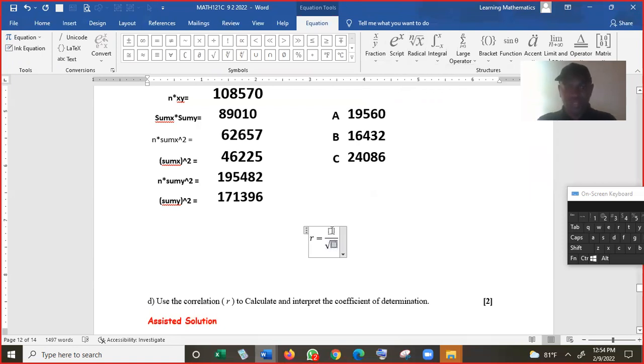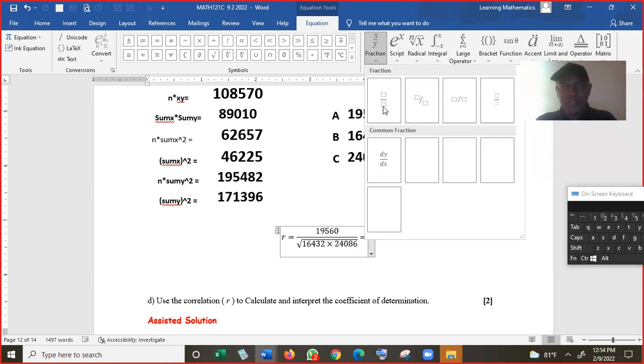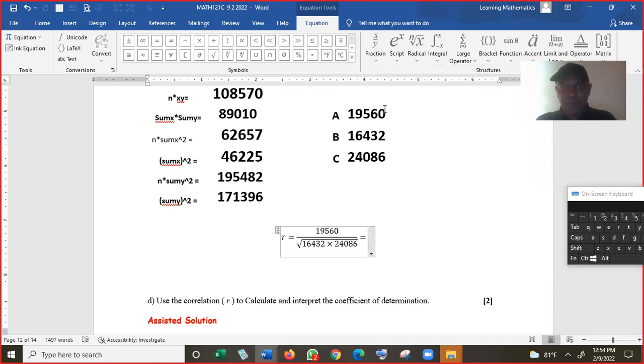And the denominator, the numerator is A, 19560. The denominator is B times C. So that is 16432 multiplied by 24086. Okay. Equal. Yes. Just a minute. Now, so 16432 times 24086, we can, right. So we carry our 19560.